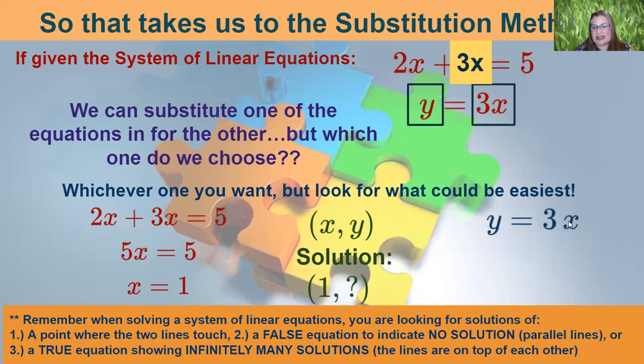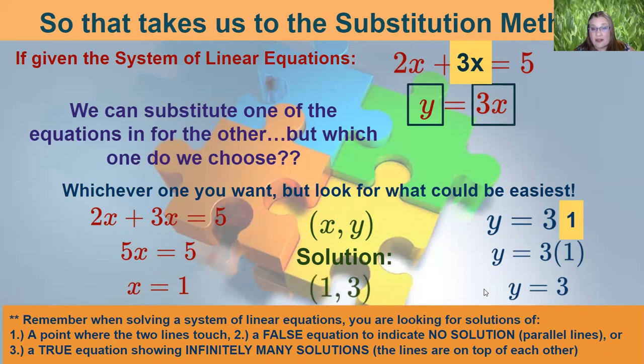Once I've done this one, you'll see it's the same, but I'm going to go with the easy one. So y equals 3x, I can put a 1 where there's x, because over here it told me x equals 1. So pop a 1 there. Remember, this is not 31. This is 3 times 1. So y equals 3. And so my solution here, x was 1 and y is 3. Now I have a point. That is my solution where those two lines would cross. If you were to graph these, you see they'll cross at 1, 3, the point 1, 3.